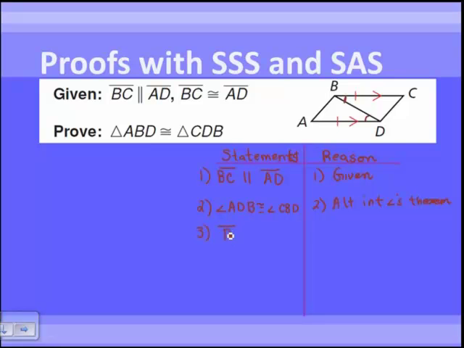I already know that BC is congruent to AD. That's there and there. So then the other side we need to finish this off would be this third side right here. So this was given. And so then lastly, I can say that side BD is congruent to itself by the reflexive property.